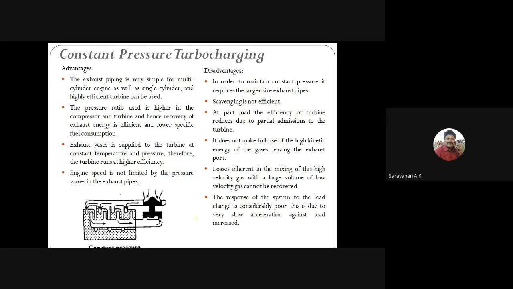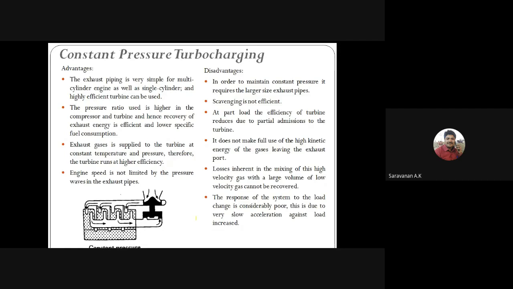So the scavenging is not efficient. At part load, the turbine has partial admission, and it does not make full use of the high kinetic energy passing from the engine, that is the exhaust gas leaving from the exhaust port.